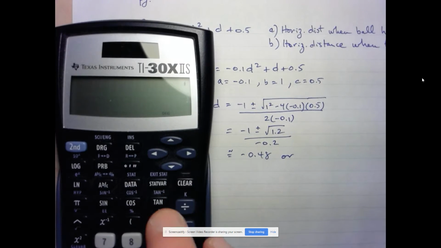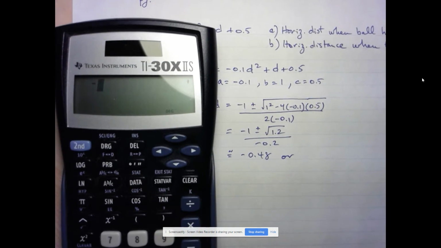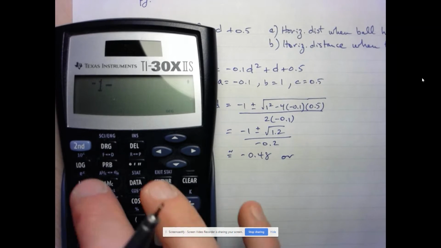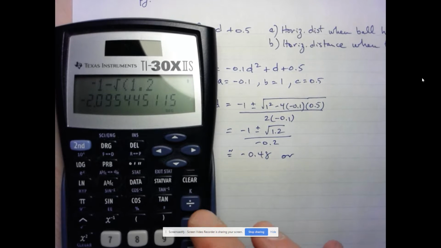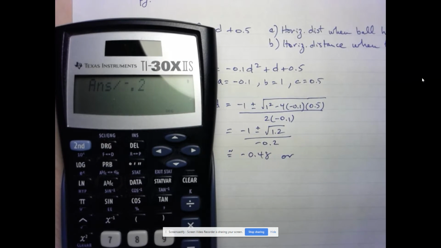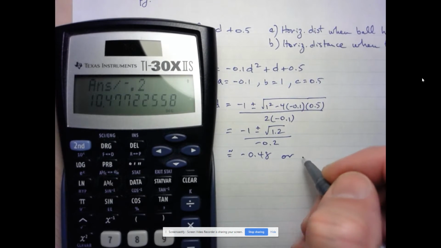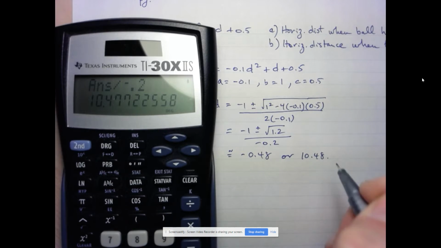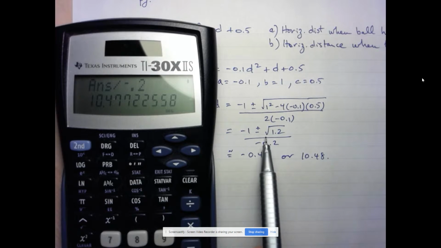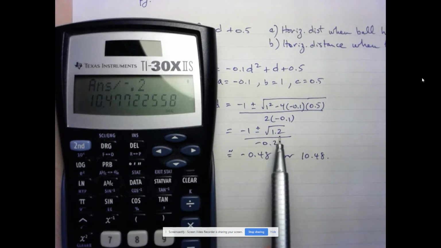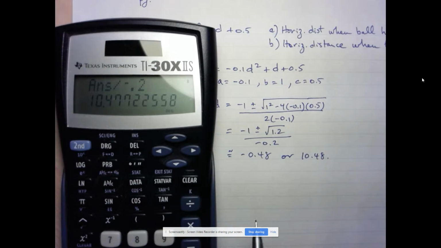And now let's put in the other one. So the other one is going to be negative 1 minus the square root of 1.2 equals, and then divided by negative 0.2, and we get 10.48. All right, so you notice here, the other thing you could do is also approximate the square root of 1.2, but then you're just getting a less accurate answer.